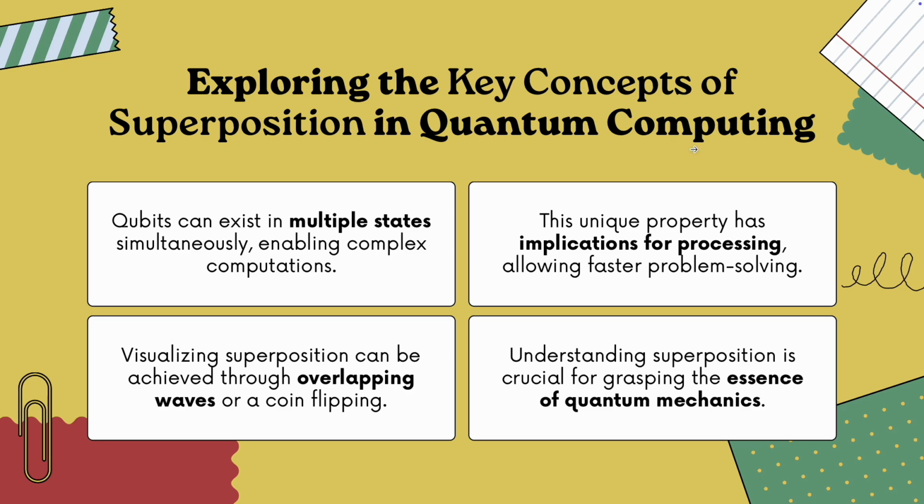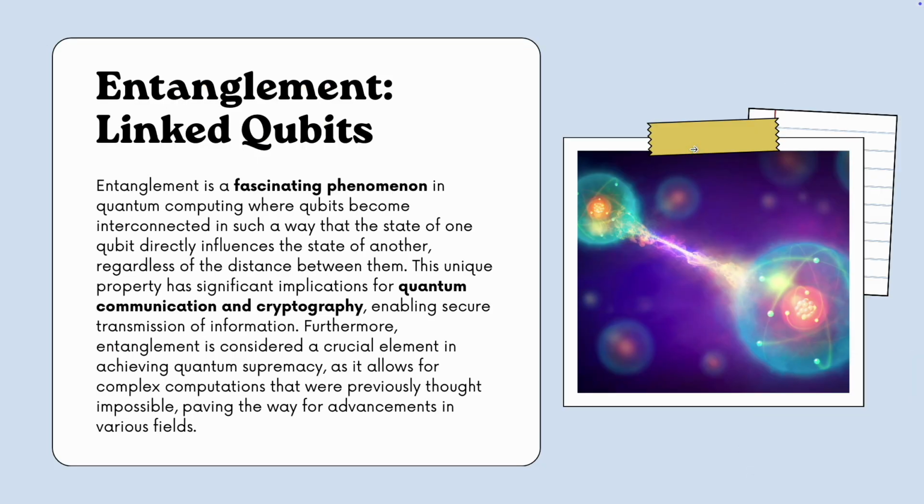Now, another fascinating principle is called entanglement. When two qubits are entangled, the state of one instantly affects the other, even if they're far apart. This is different from anything in classical physics. In quantum computing, entanglement allows qubits to work together in powerful ways. It's especially important in secure communication, where entangled particles can be used for encryption.